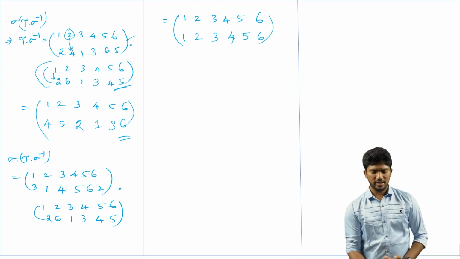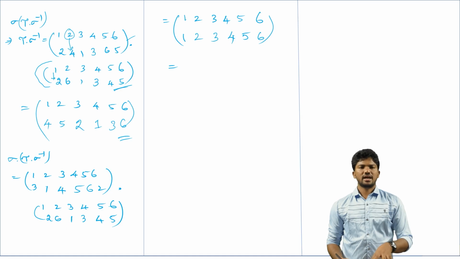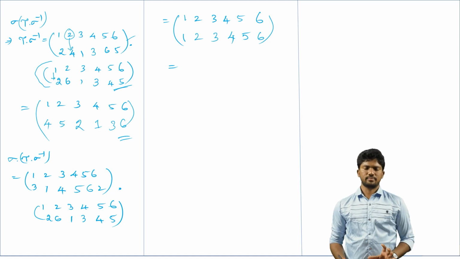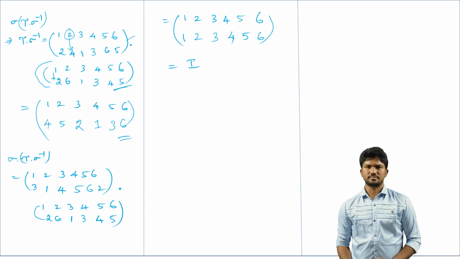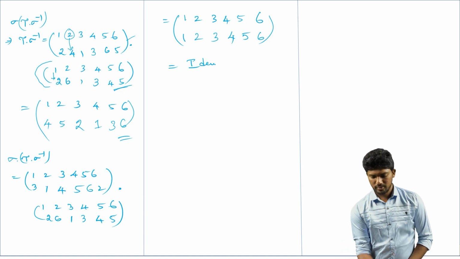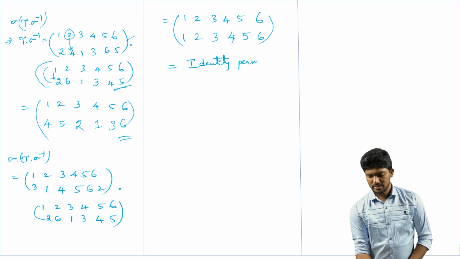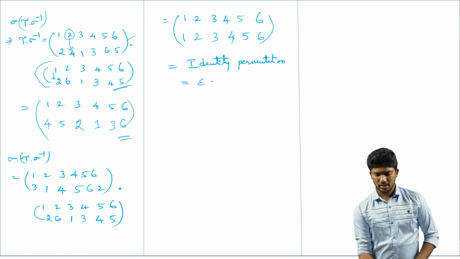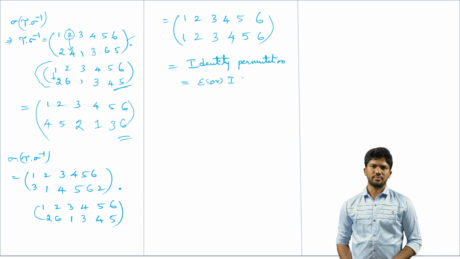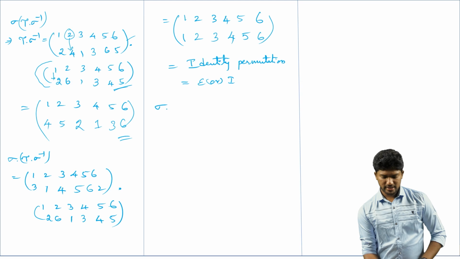If you observe carefully, here the domain values and the codomain values both are same. This type of permutation is called identity permutation. Okay. Likewise we discussed the identity element in the group. Here also we have identity permutation. This identity permutation you can denote epsilon or capital I. So therefore the second condition, sigma tau into sigma inverse, is equal to capital I.